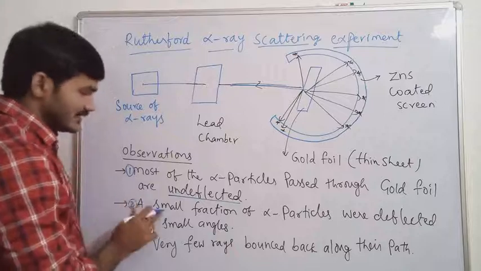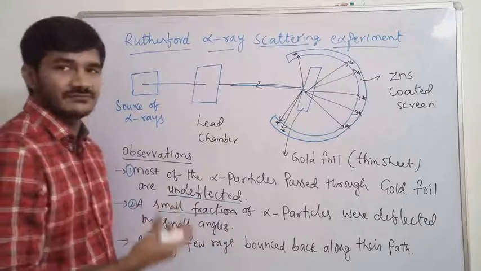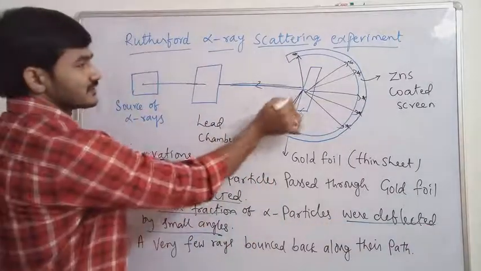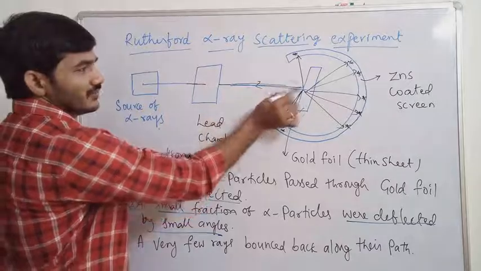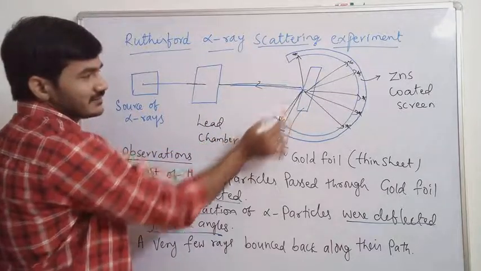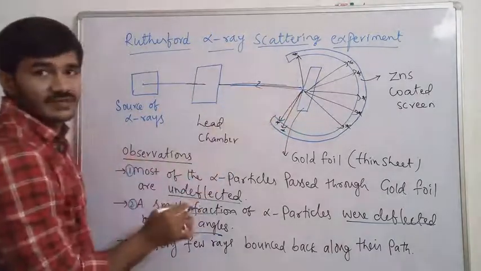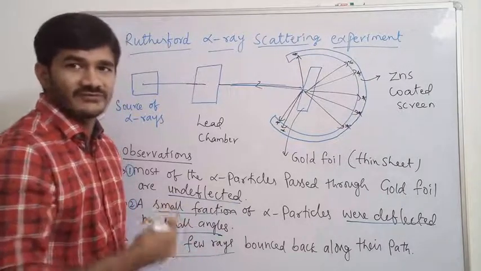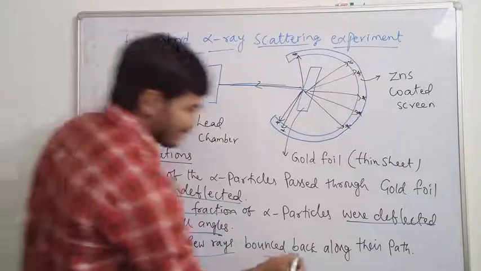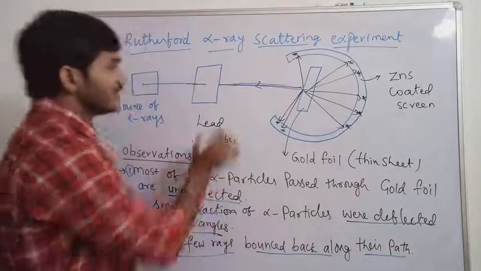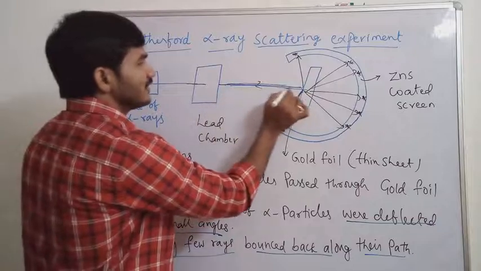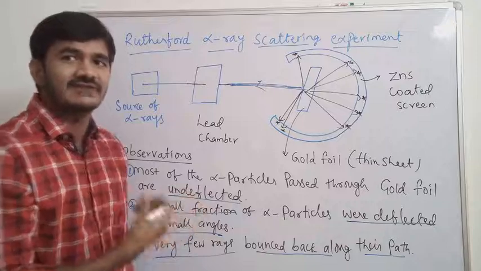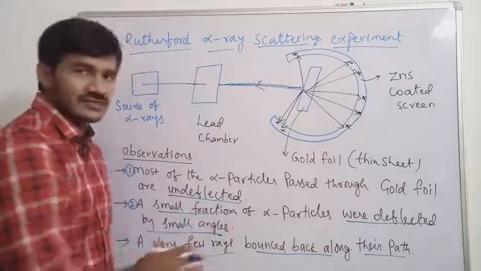Second point is a small fraction of alpha particles were deflected with certain angles. Like this, these rays are going to the gold foil and they are deflecting with certain angles. Third point is very few rays, I told you 1 out of 20,000 rays, are bounced back along their path. Means they are going this way and after reaching the gold foil they come back along the same path. That type of rays are very few. So these are three main observations.